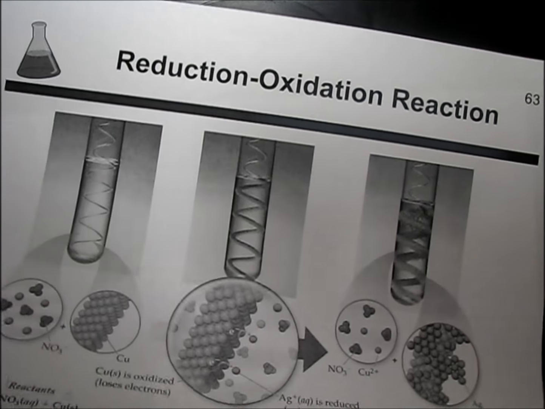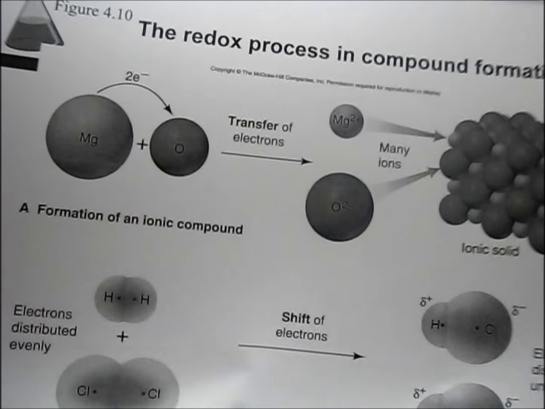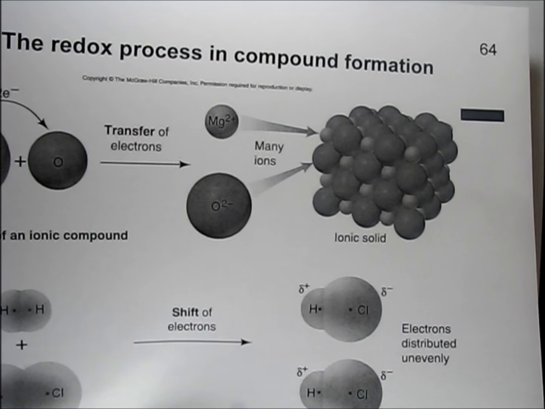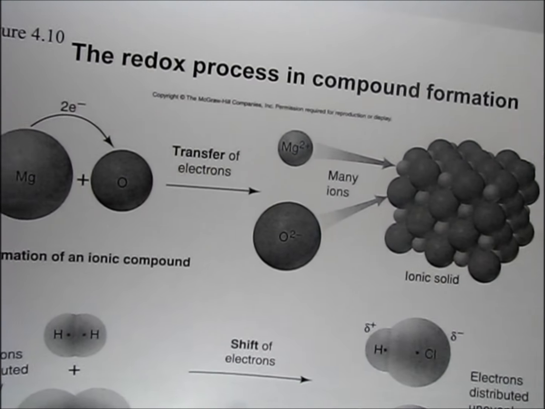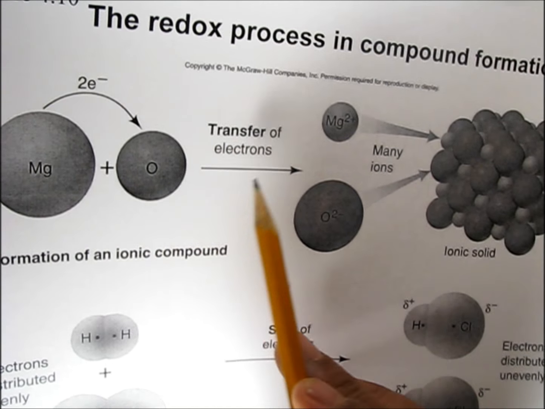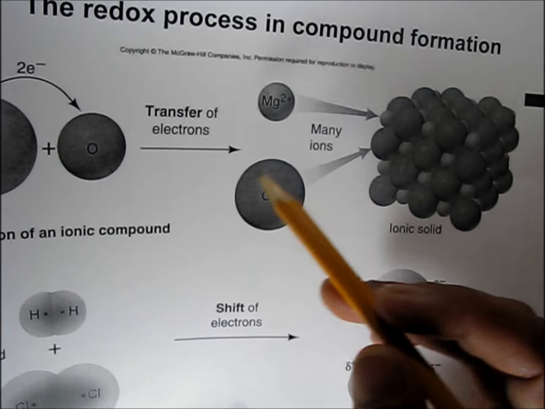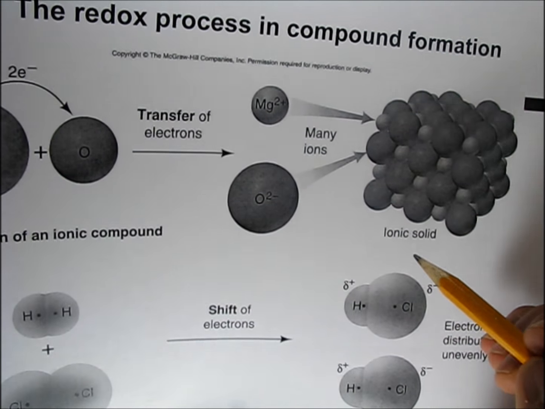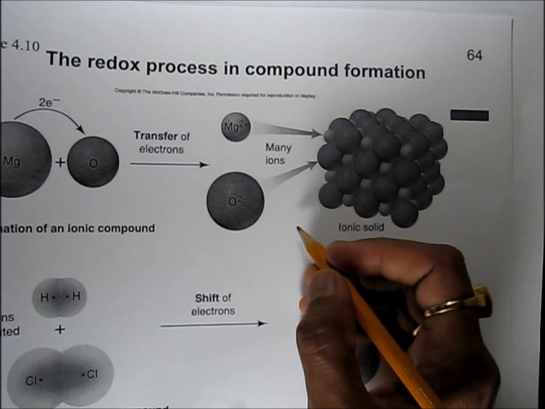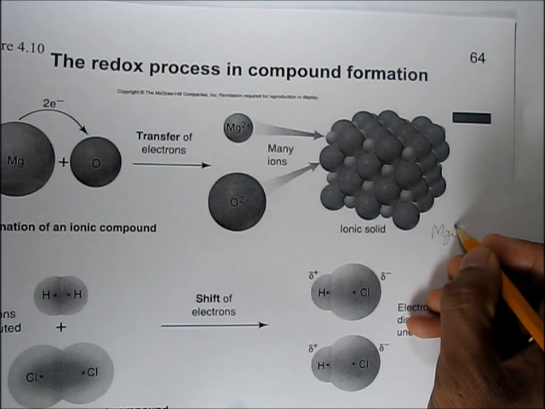So this was one example of an oxidation-reduction reaction, and let's see one more example, the redox process of a compound reaction. When magnesium and oxygen react, magnesium forms magnesium oxide. This crystal structure shows MgO.